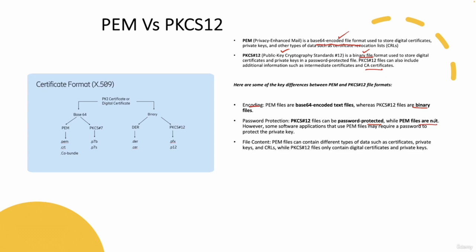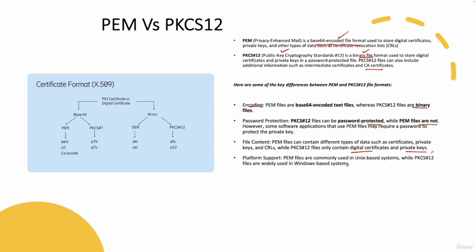File content. Again, I told you what can be stored in a PEM format or in a PKCS 12 file. PEM files can contain different types of data. You can have certificates, you can have private keys, you can have CRLs, but PKCS has only two types, digital certificates and private keys. Always remember, PKCS 12 has only two things, digital certificates and private keys.